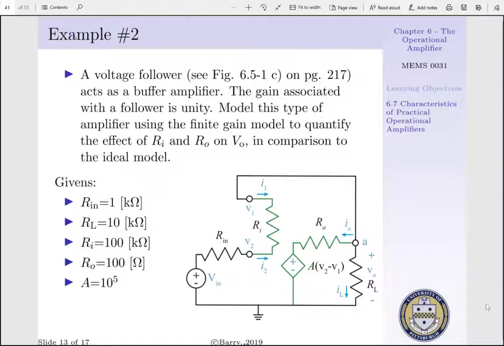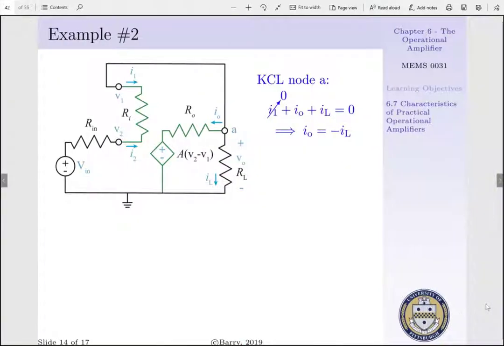If we're given that our input resistance is equal to 1 kiloohm, our load resistance is equal to 10 kiloohms, our internal resistance is equal to 100 kiloohms, and our output resistance is equal to 100 ohms, given a gain of 10 to the fifth, we want to determine V sub out. To do such, we want to relate our input and output voltage. Thus, we're going to apply Kirchhoff's current law at node A.